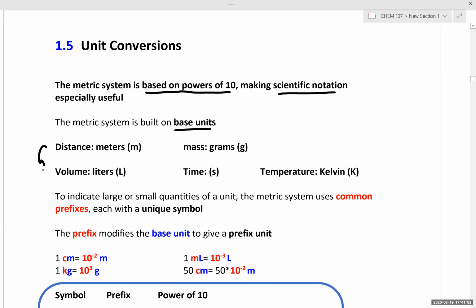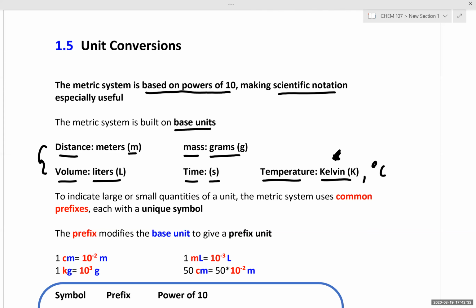So the common base units for distance, we have units of meters. For mass, we have units of grams. Volume, the base unit is liters. Time is seconds. And temperature is Kelvin. Now, for those who grew up using the metric system, you may say we commonly take our temperatures in Celsius. So yes, Celsius is also included in the metric system, but Kelvin is far more important in science and in chemistry. So these are the base units that you should be familiar with.